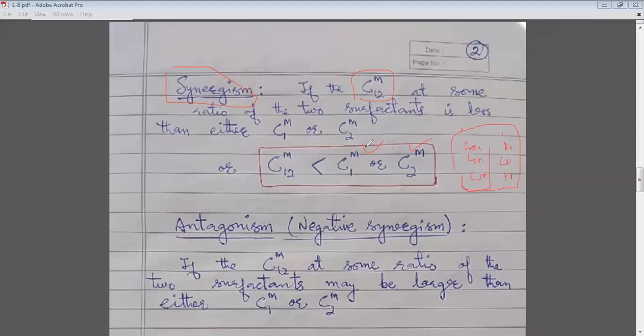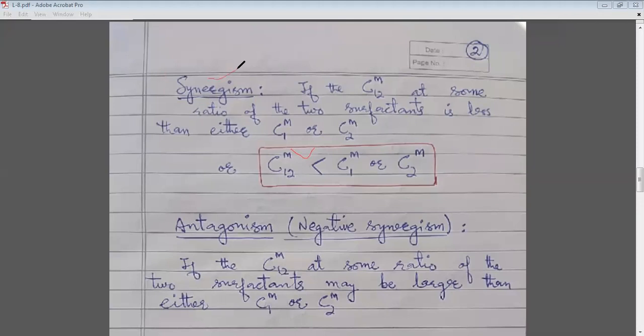If we find this type of situation where the mixture CMC is less than the individual CMCs, then we can say that there is a positive interaction, or synergism, between these two surfactants. They mix readily to form a mixed micelle. That means mixed micellization is favorable, or simply synergism of these surfactants.